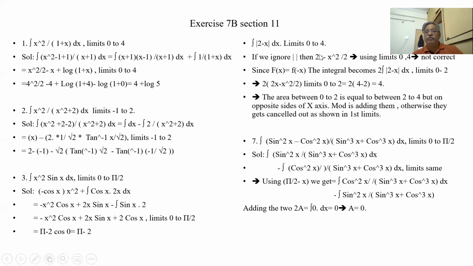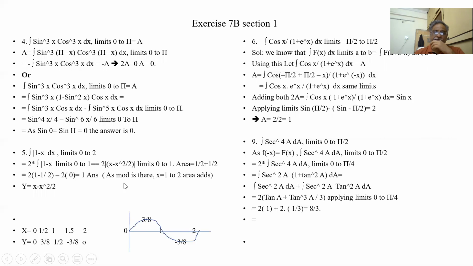If I put mod of 2 minus x with the limits 0 to 4, I split it as 2 into the integral 0 to 2, and then I am getting 2 into 2, which is 4. But actually what is happening? The area between 0 to 2 is equal to the area between 2 to 4, but they are on the other side of the x-axis. So mod is adding them. Otherwise they get cancelled out, as shown in the limits at the same time.